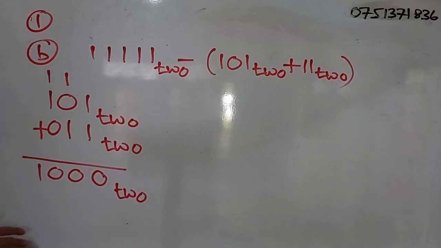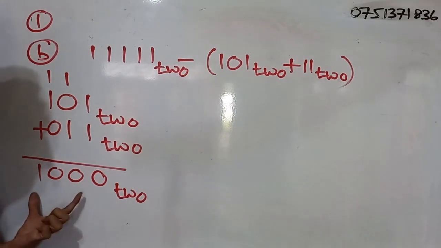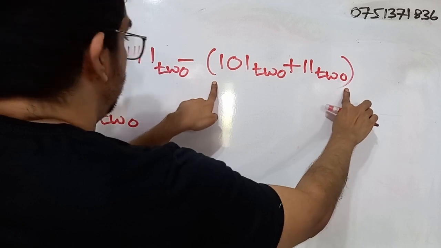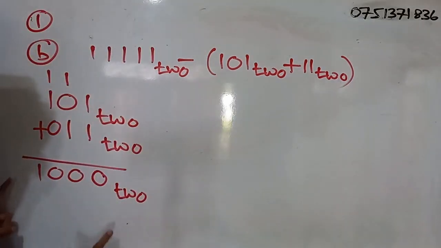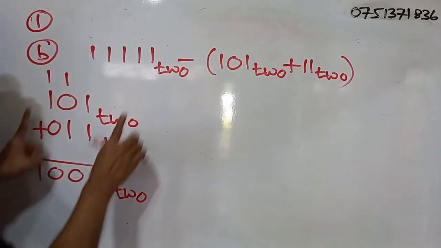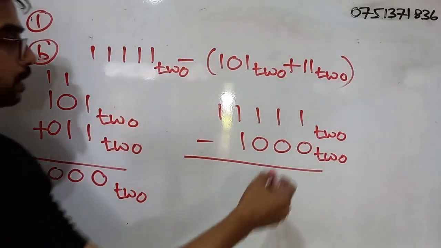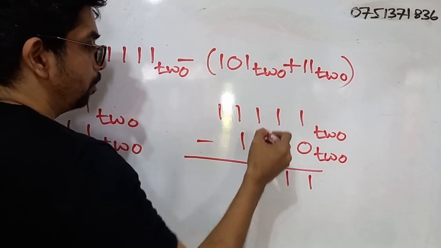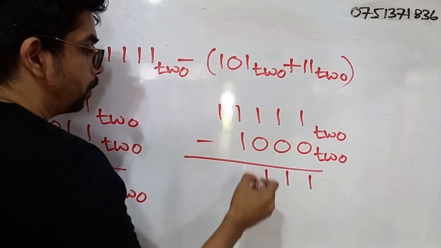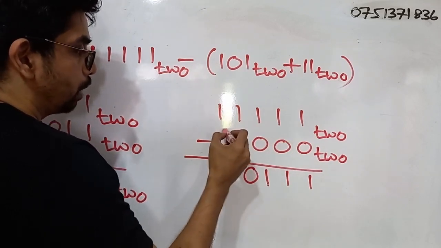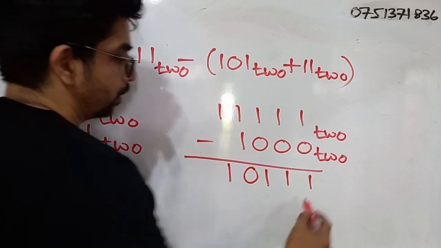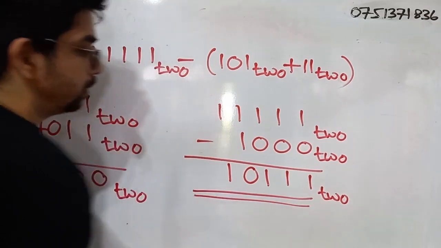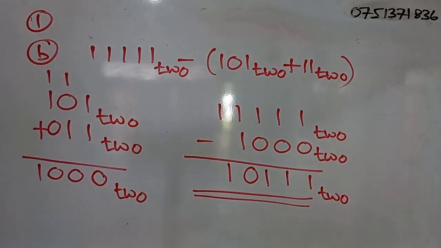Now this is not the answer, right? This is the number that we get when we simplify this bracket. Now what do we have to do? We have to subtract this value from this number. Right, so 1 minus 0, that's a 1. 1 minus 0, that's a 1. 1 minus 0, that's a 1. 1 minus 1, that's a 0. So here there is no number, so 1 minus 0, that's a 1. So here the base will be what? 2. And the answer is 1, 0, 1, 1, 1, and the base is 2.